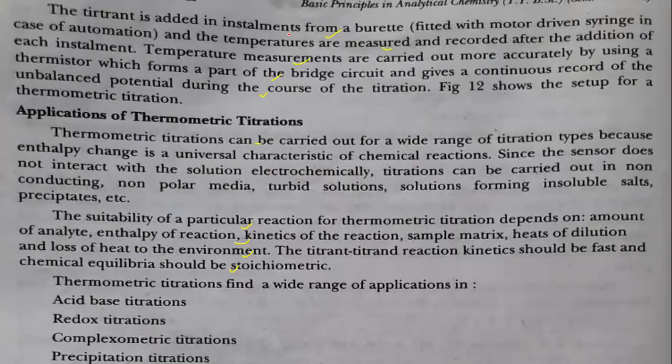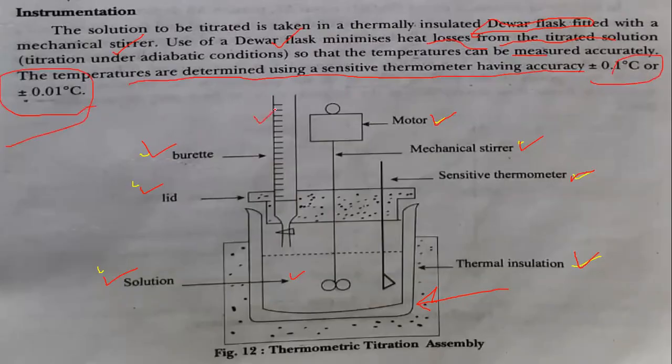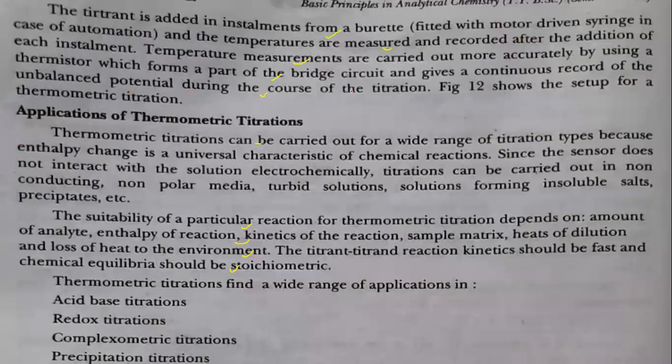The titrant is added in installments. In the burette, as I told you, that is known to you from the earlier class, the titrant is added from the burette. The temperature is measured and recorded after each addition of an installment. Temperature measurements are carried out more accurately by using a thermistor, which forms a part of a bridge circuit and gives a continuous record of the unbalanced potential during the course of titration. The setup is shown in the previous slide.